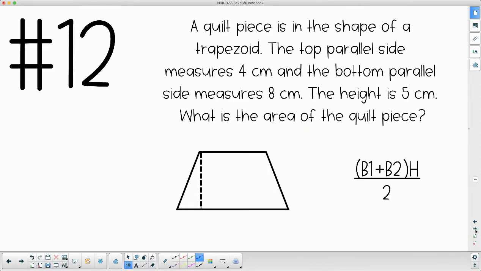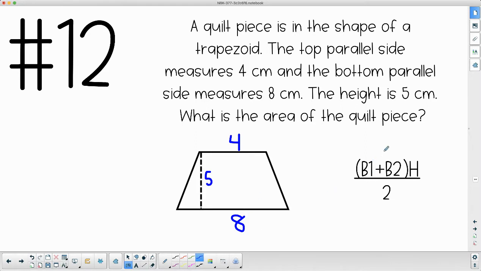Hey, number 12, we've got a quilt piece that is in the shape of a trapezoid, and I do know what that is now. The top parallel side here is 4. The bottom side is 8. The height up to the top is 5. And it asks for the area.